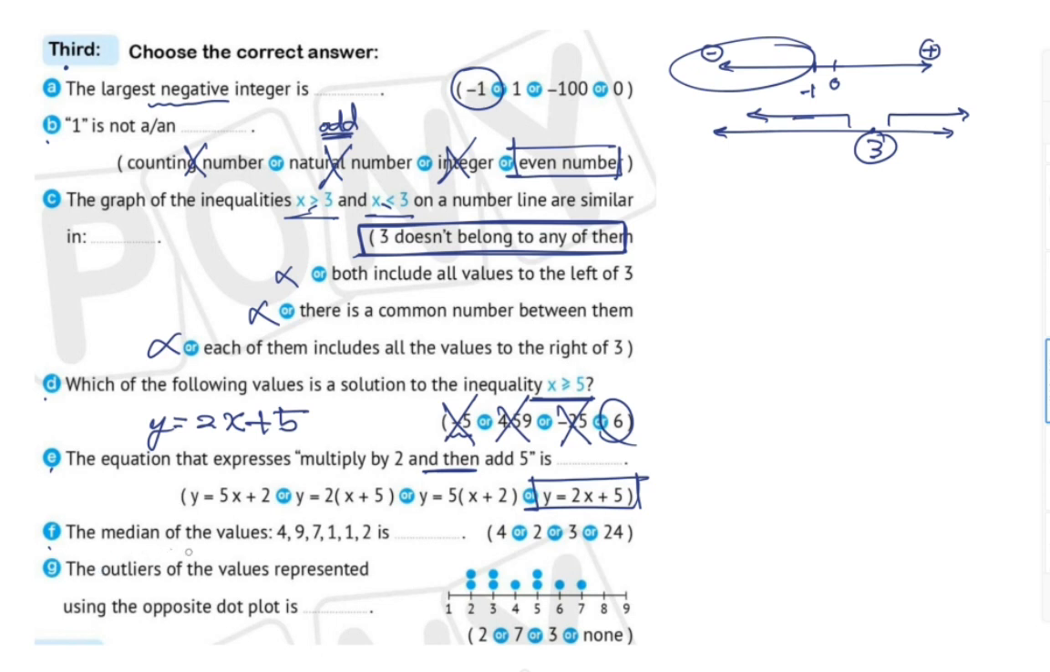The median of the values 4, 9, 7, 1, 1, 2. When you find the median, I need to rearrange these values ascendingly. Watch with me. Start with 1, 1, then 2, then 4, 7, and 9. To find the median, delete 1 from right, 1 from left, and repeat.